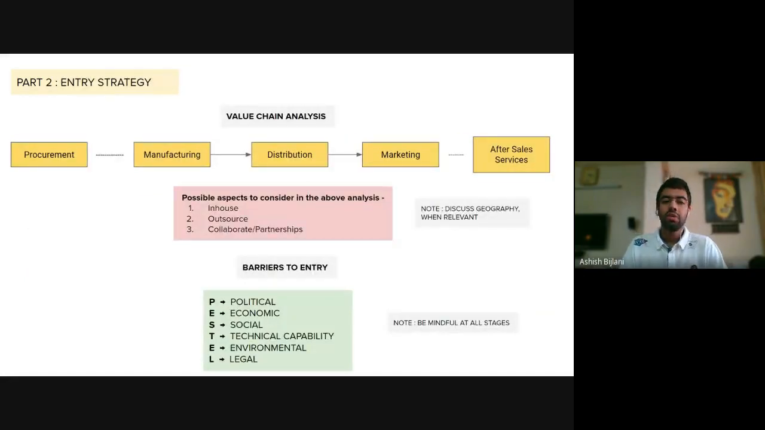Right. So now we'll talk about the entry strategy, right? So let's say in the first case, you do understand that it's worthwhile on a very basic financial front. It makes sense that we should go ahead with it. Now the question comes, how will we go about entering this market, right?